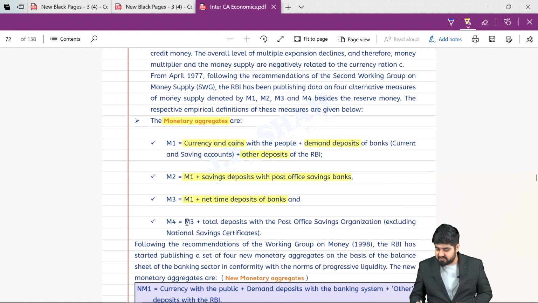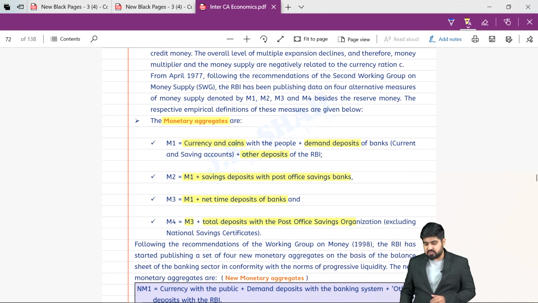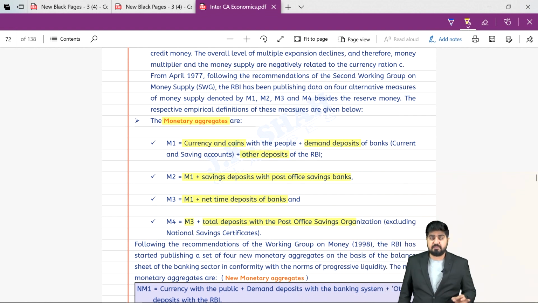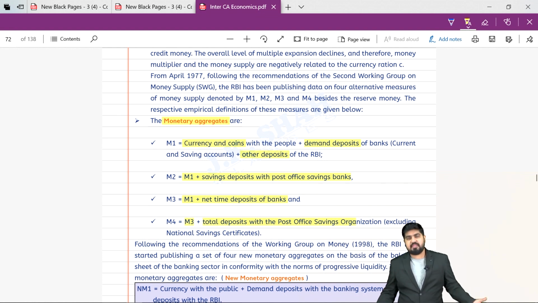M4, students, is nothing but M3 plus total deposit with the post office savings organization or savings bank. Total deposit means it includes the saving deposit which is there in M2 as well as the long term deposits. However, we exclude here one thing, and that is national saving certificate. Students, I have seen many people who forget to write this, excluding national saving certificate, and then you lose marks.